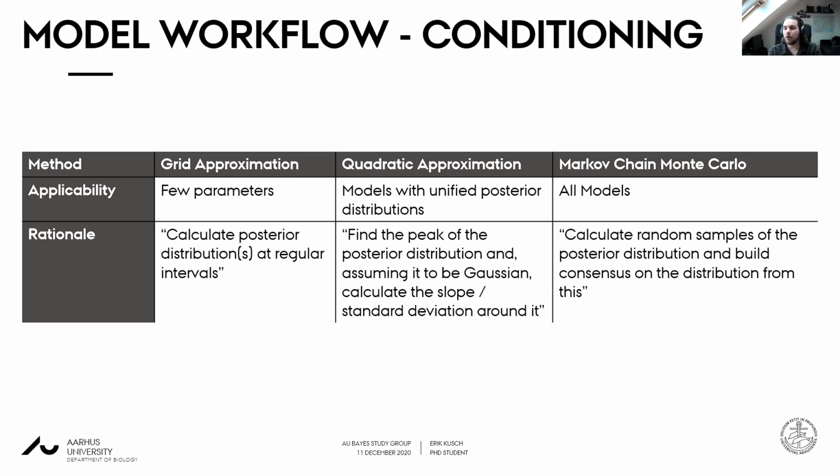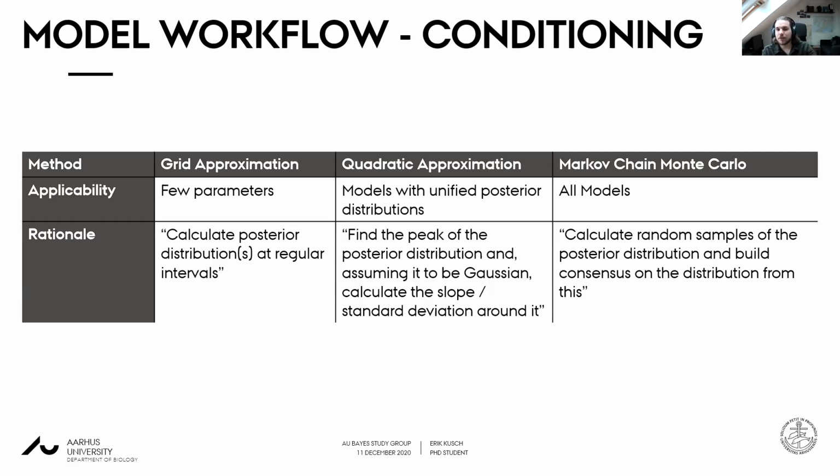So grid approximation, for example, only works for a few parameters, because what this does is it calculates the posterior distribution, or distributions, so for each parameter one distribution, at regular intervals that we specify. Usually we specify pretty fine intervals. However, as soon as we get more than just a few parameters and we need to calculate the grid approximation for all of their posterior distributions, it becomes computationally way too expensive. And the function just breaks. Well, it doesn't break, it still works just fine. I misspoke there. It just takes way too long to finish.